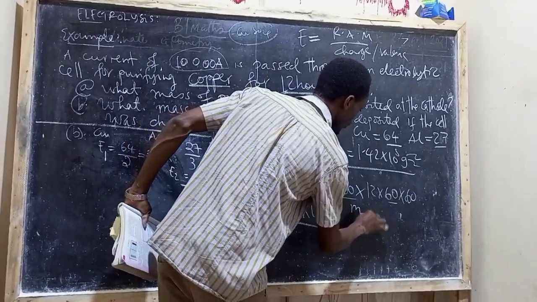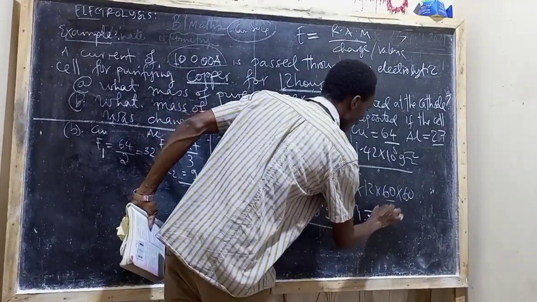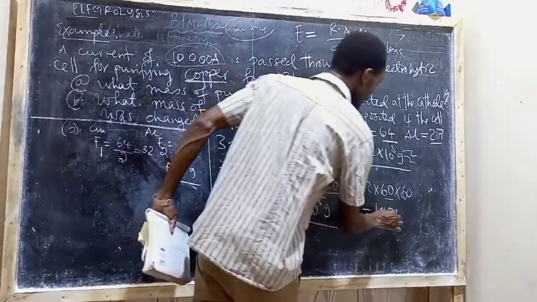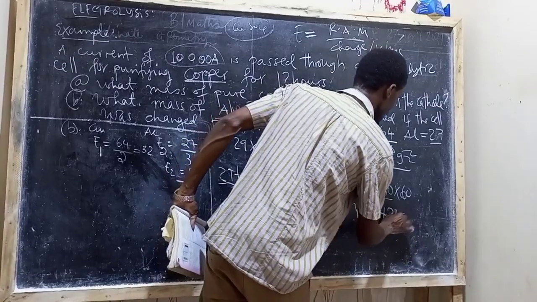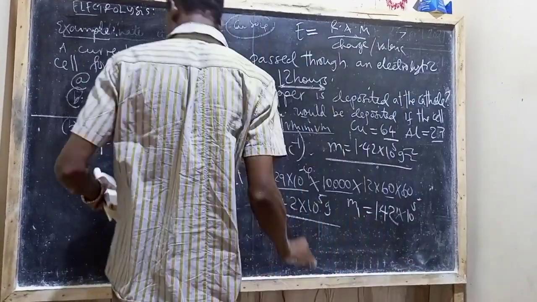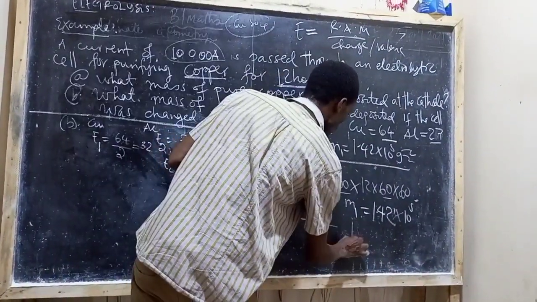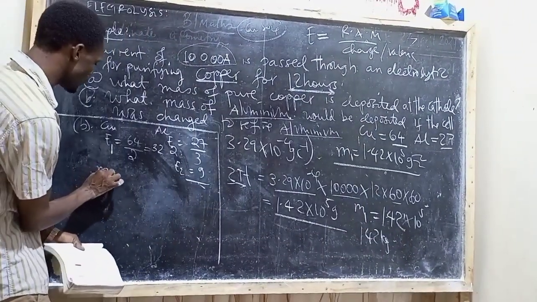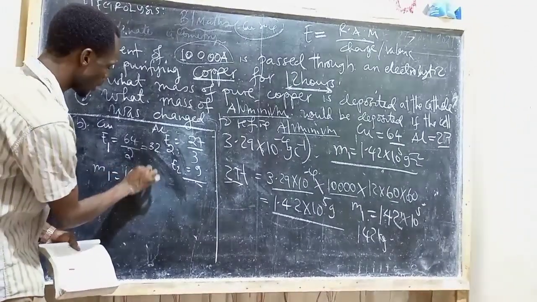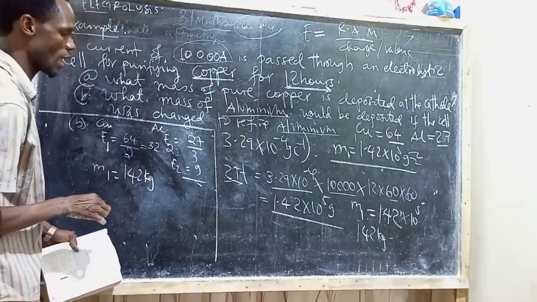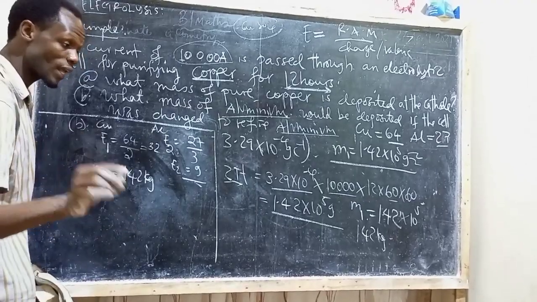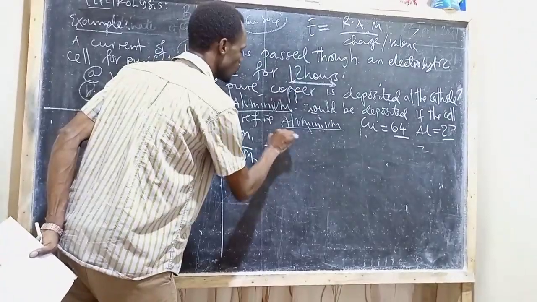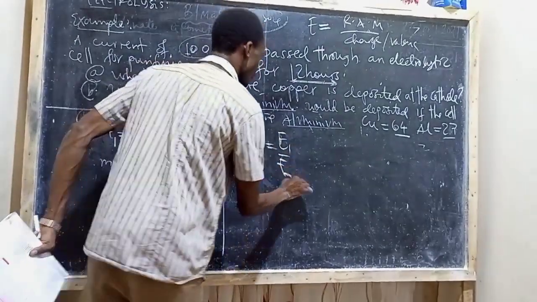Now, mass 1 will be equal to 142 kilogram, once converted to kilogram, from this one times 10 power 5. So the first mass is equal to 142 kilogram. Therefore, from the second Faraday's law, we have M1 over M2 is equal to E1 over E2. This is how we use it.